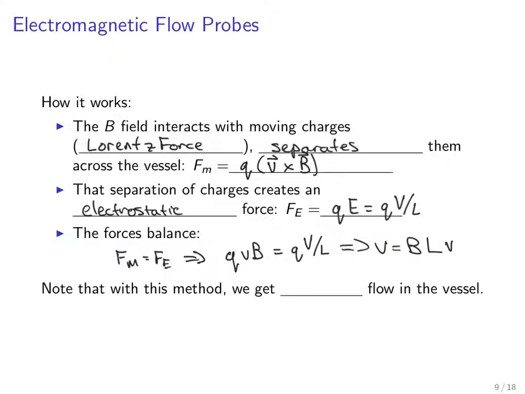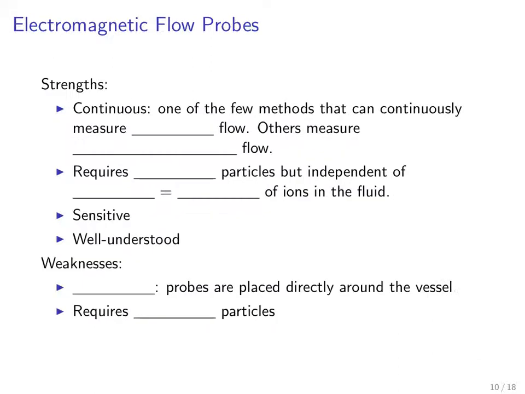So note that with this method, we're going to get the average flow. Like many other methods, we get the average flow in the vessel. So some strengths of the EM flow probe. One is that you can make continuous measurements, and it's one of the few methods that can continuously measure pulsatile flow.